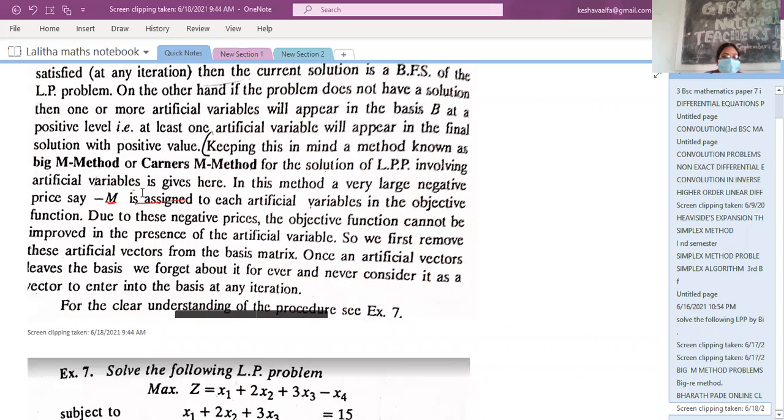In this method, a very large negative price, say minus M, is assigned to each artificial variable in the objective function. Due to these negative prices, the objective function cannot be improved in the presence of the artificial variable. So we first remove these artificial vectors from the basic matrix. Once an artificial vector leaves the basis, we forget about it forever and never consider it to enter the basis at any iteration. So for a clear understanding of this procedure, the Big M method, once again we explain a problem.